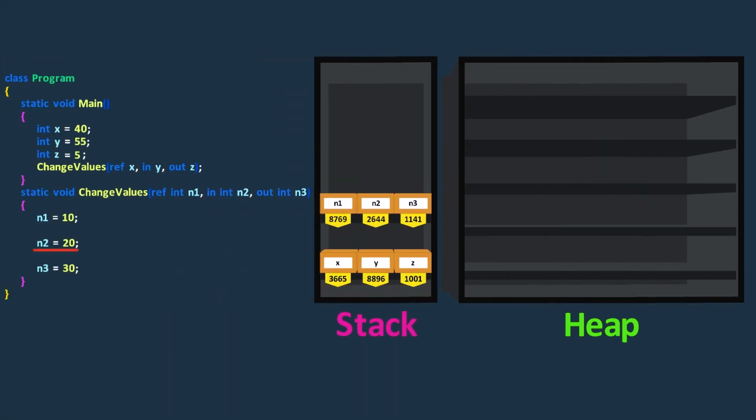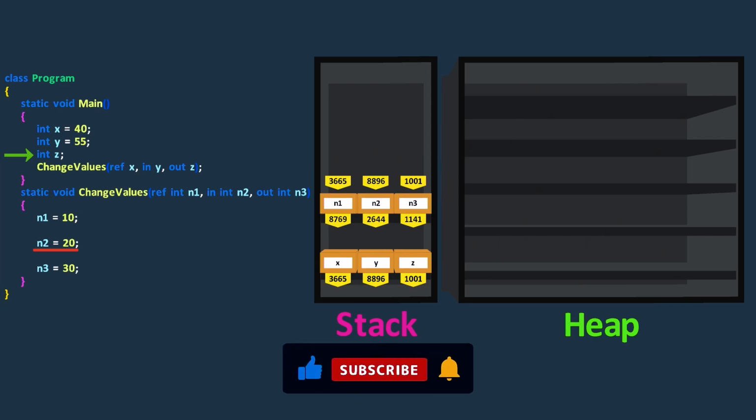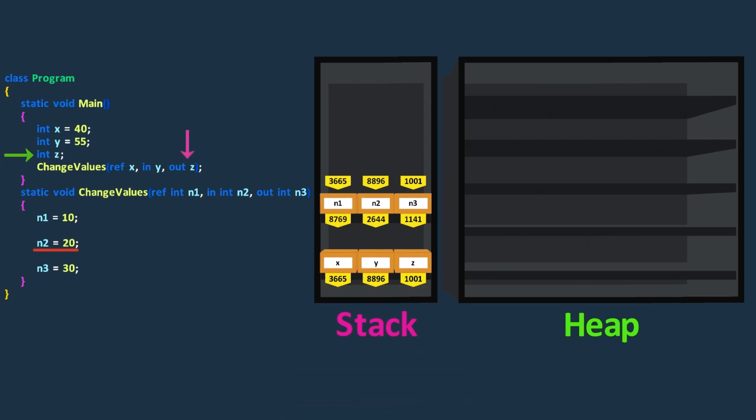Hello guys, welcome again. As mentioned, the out parameter modifier allows us to pass an argument to a method by reference instead of by value. The key difference between ref and in compared to out is that ref and in require the variable to be initialized before passing it to the method. On the other hand, the out parameter does not have this requirement. Based on this, we can simply declare a variable without setting its value and pass it as an out argument to a method.